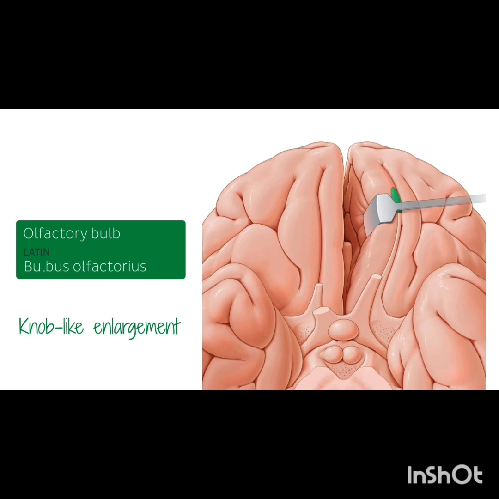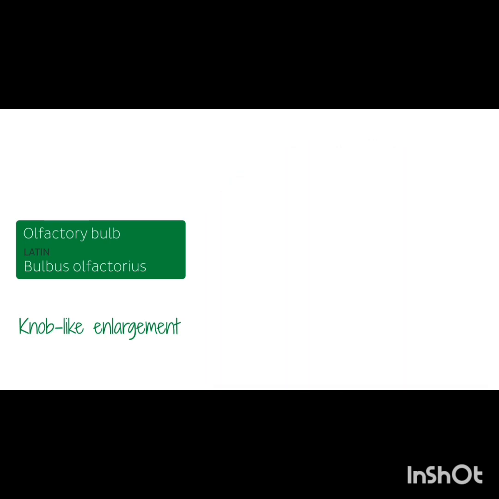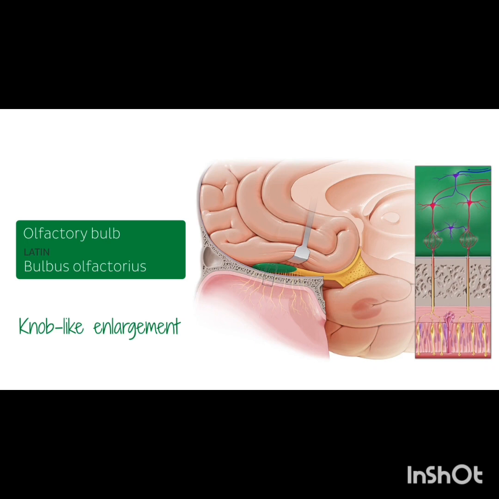Now, within the olfactory bulbs, the olfactory nerves coming from the nasal mucosa pass through the perforations of the cribriform plate, which you see here. This is the cribriform plate.